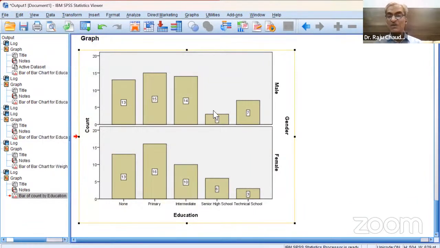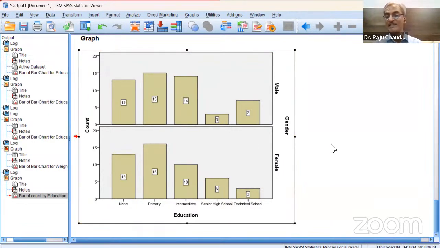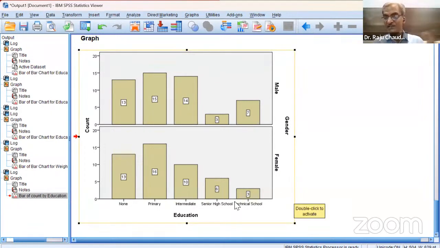Now it is comparative. For example, in male and female, almost an equal number of respondents have no education. Here, only 3 males and 6 females have senior high school. This is just a comparison. So this is how we can create a panel simple bar chart.